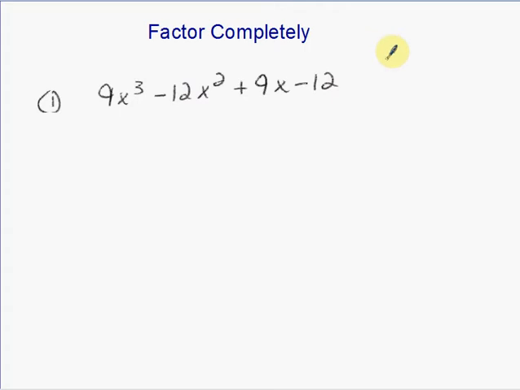Alright, we're going to factor here by grouping. I use the grouping method whenever I have 4 terms. If you look in these problems, they're all going to have 4 terms. The first step that I always use when I'm factoring, it doesn't matter how many terms there are, I look for a greatest common factor, a GCF.